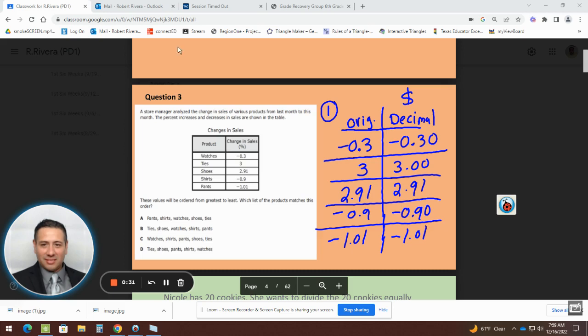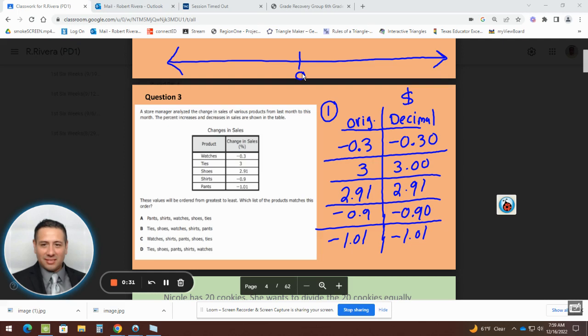So I'm going to draw a number line up here so you guys can see it. There's negatives and positives. I want to put a 0 in the middle. If they're all negatives, I will put the 0 more to the right because I need to go to the left. If they're all positives, I will put the 0 more to the left because I need to go to the right. But since there's negative and positive, I'm going to put it right in the middle.